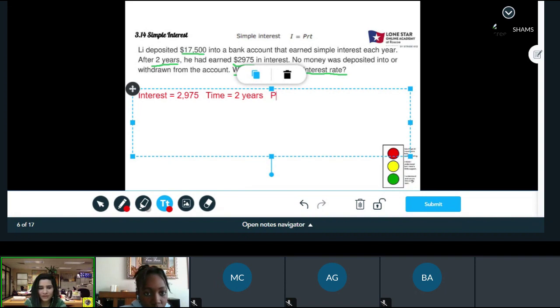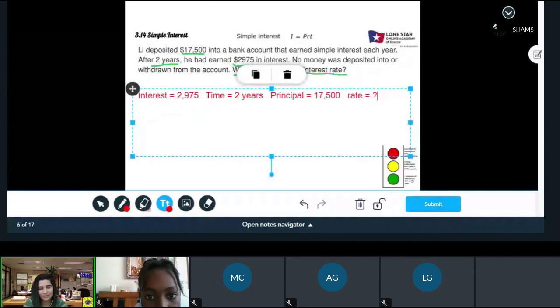Then is principal given to me? Is principal given to me? Yes, it's 17,500. 17,500 is the principal. All this is given, but rate is missing. Can we write an equation and we can just put in R for rate? Like for example, the equation given to you at the very top here.